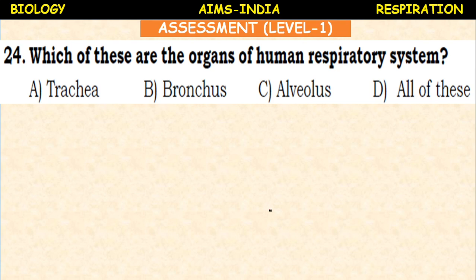Which of these are the organs of human respiratory system? Trachea, bronchus, alveoli. Human respiratory system consists of external nostrils, nasal cavity, then pharynx, larynx, trachea, bronchi, bronchioles, lungs, alveoli. This is the path through which the air enters inside, and in reverse, the air comes outside. So here trachea, bronchus and alveolus are given. So D is the right option.